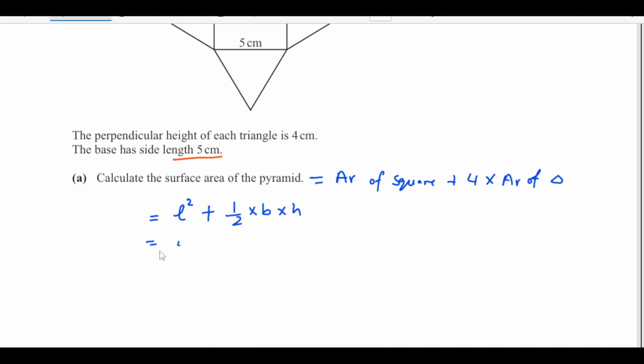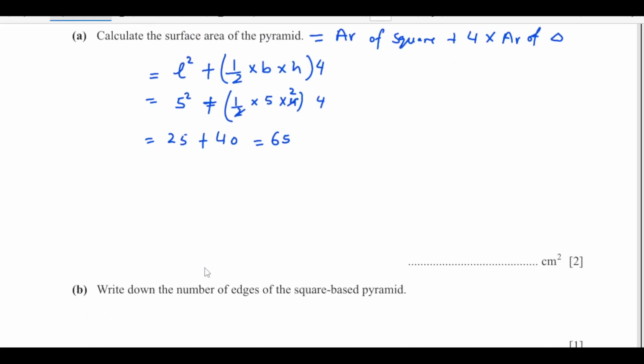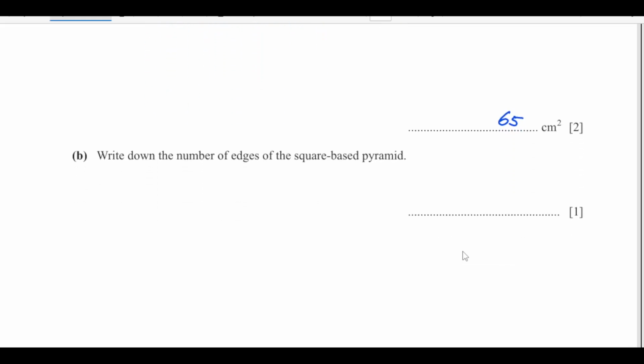So length of the square is 5 squared, then plus we have half, sorry, we need to multiply this by 4. So half times base, base is given as 5 and height is 4, right, times 4. So this is 25 plus, 2 times 2, 5 times 2 is 10, 10 times 2 is 40. So this is 65 square.